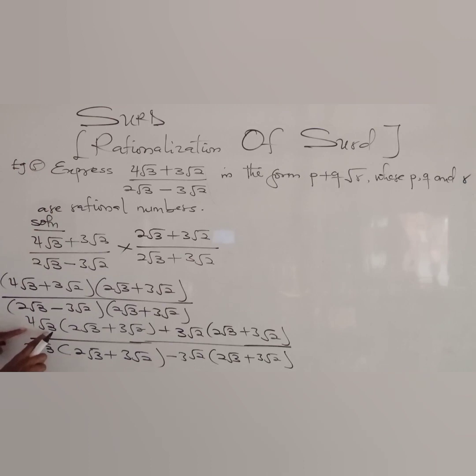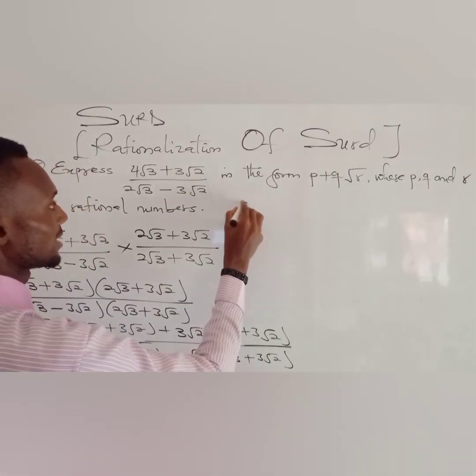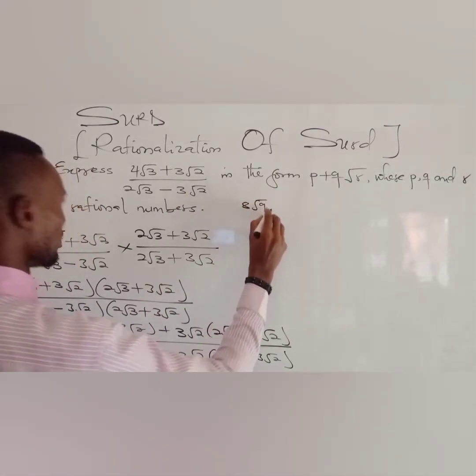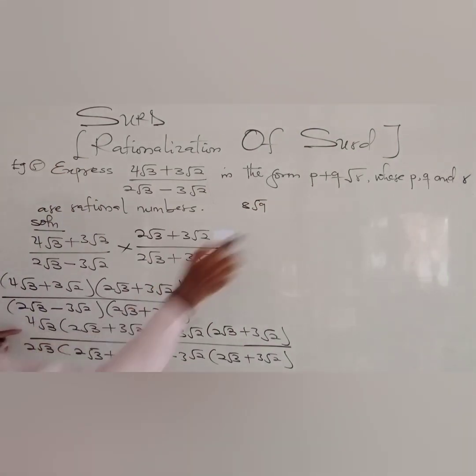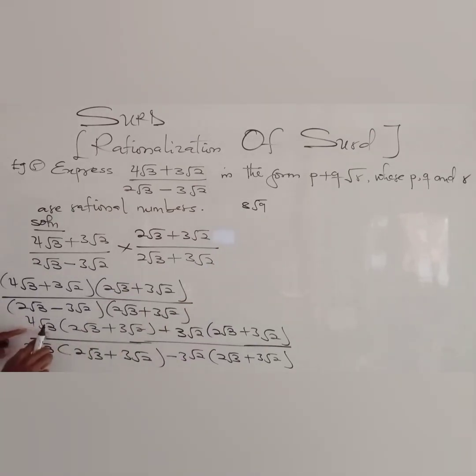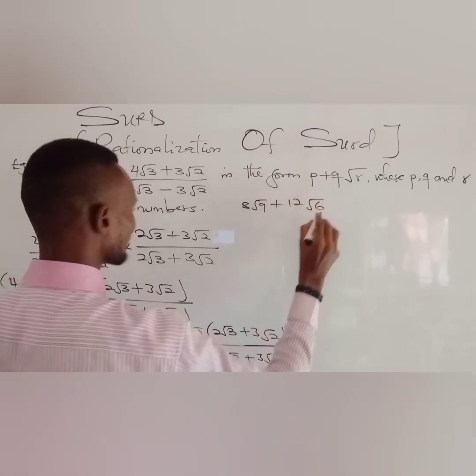So 4 root 3 times 2 root 3 is going to give me 8 root 9. I'm going to continue from this side. For multiplying the 4 root 3 and the 2 root 3 is giving 8 root 9. Then this 4 root 3 will multiply this positive 3 root 2 also. So 4 root 3 times positive 3 root 2 is going to give me 12 root 6. I hope you agree with me. So plus 12 root 6.